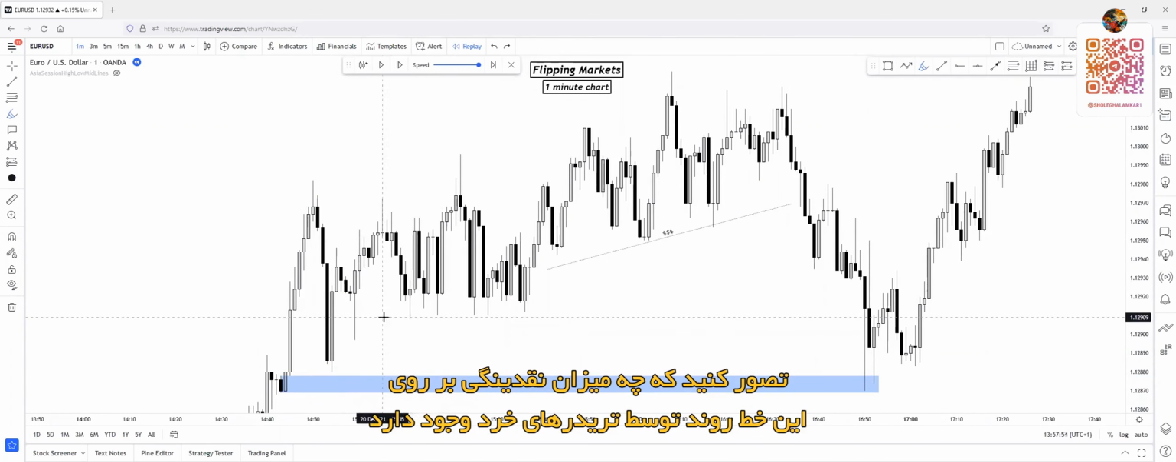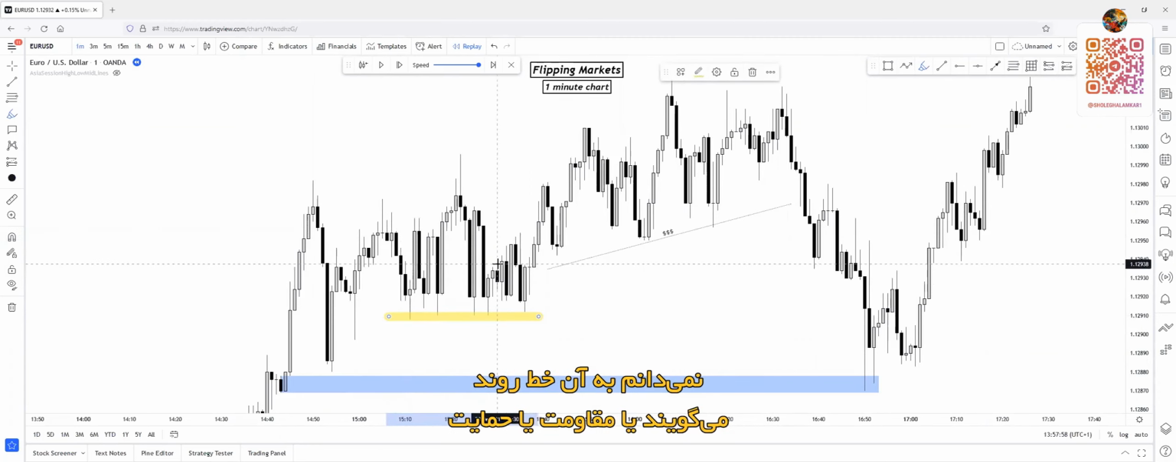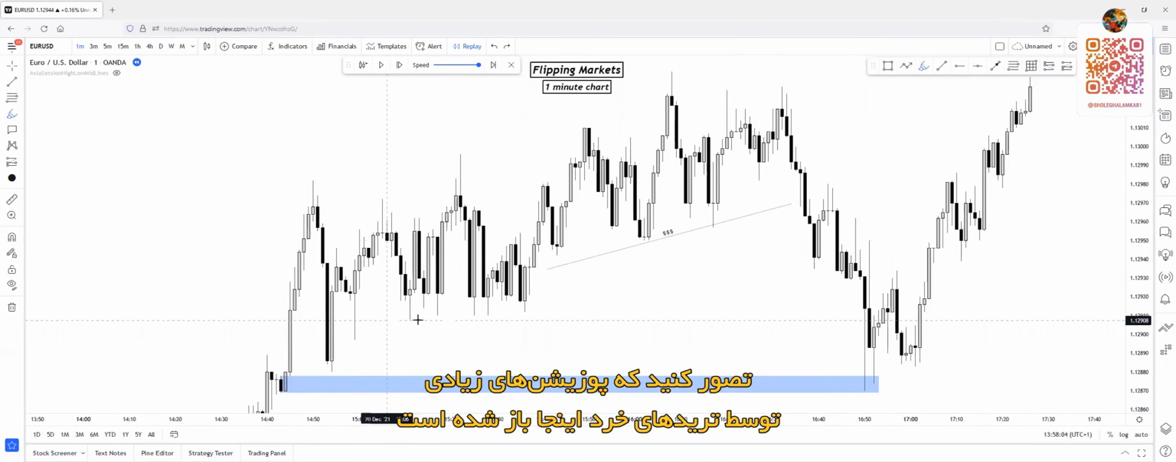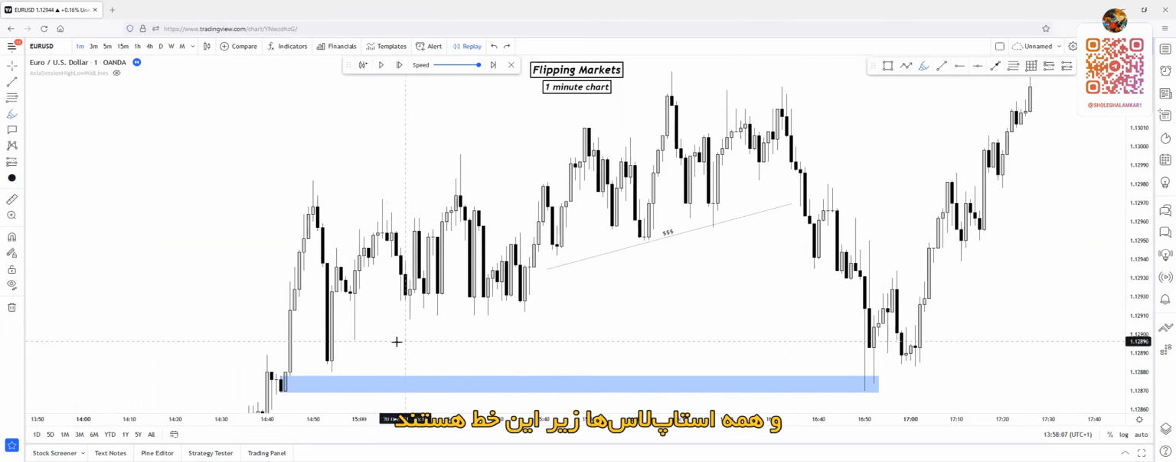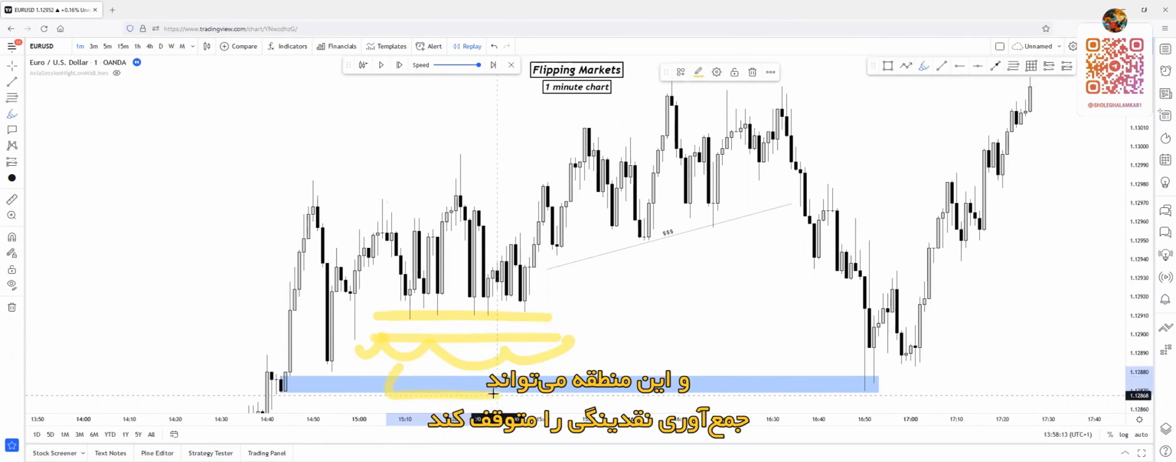So just imagine how many retail traders opened positions on this line, on the trend line, or however they call it, the resistance or support. Just imagine how many retail traders open positions here. So all of the stop losses are located below this line. So the stop loss is located somewhere here, and this zone could hold the liquidity sweep.